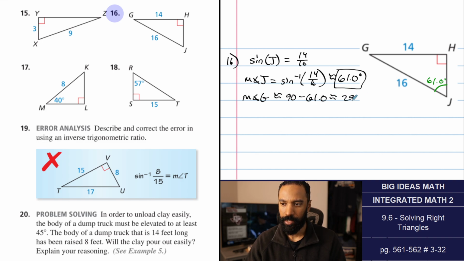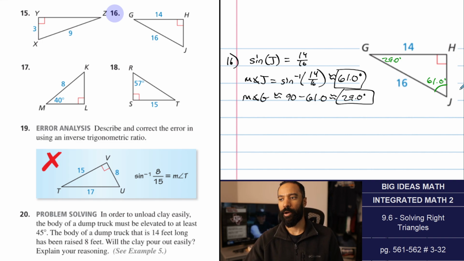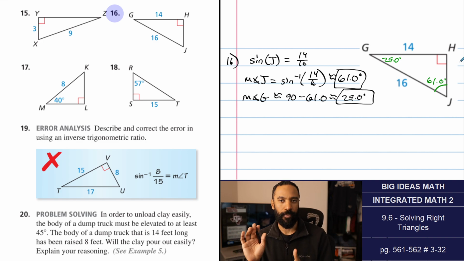Which is 29.0 degrees. All right, so I found those ones first. Now, I want to find HJ, and I'll use Pythagorean theorem for that.